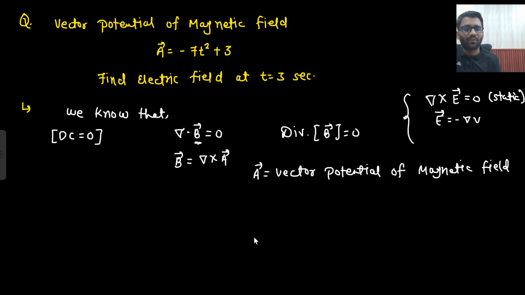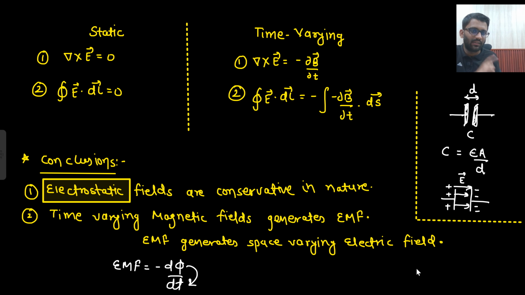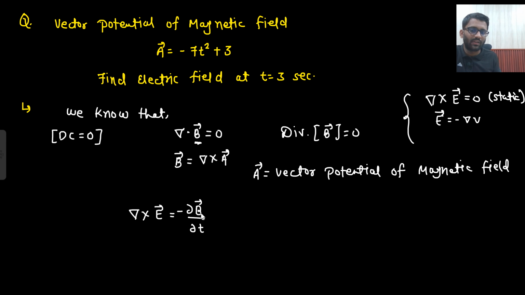Now you can try this question on your own. You need to find the electric field. What do you know? That a time varying magnetic field generates an electric field, right? But there is a negative sign. Don't forget this negative sign. Time varying magnetic field generates a space varying electric field. Will you be able to remember it? Yes, I hope you will.